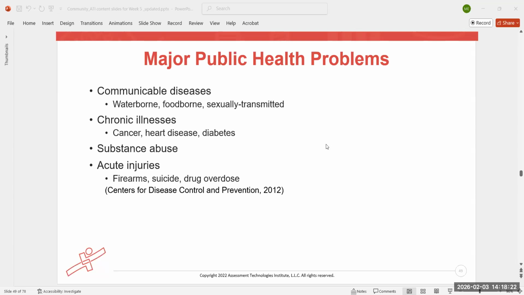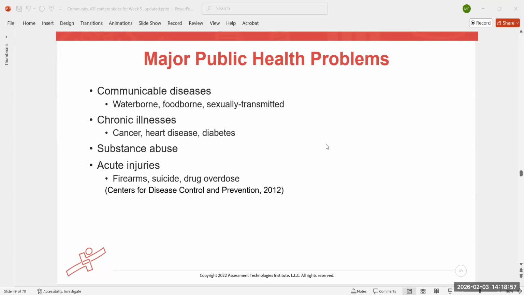Looking at modes of transmission, could be airborne, foodborne, waterborne, vectorborne, direct contact. So when looking at the chain of infection, you have an agent, something that's causing the issue, causing the disease. And it goes to now you have a susceptible host and your reservoir. So first you have your reservoir.